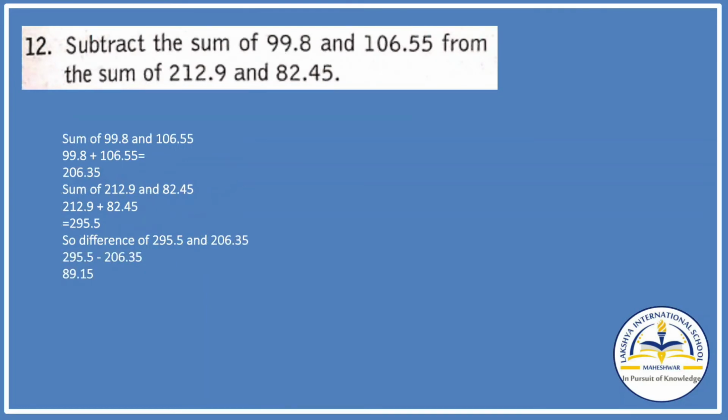Now subtract the sum of 99.8 and 106.55 from the sum of 212.9 and 82.45. Here you have to find the sum of these numbers, you will get 206.35, and then find the sum of the other two numbers. You will get 295.5, and then subtract 295.5 minus 206.35. You will get 89.15. That will be the answer.